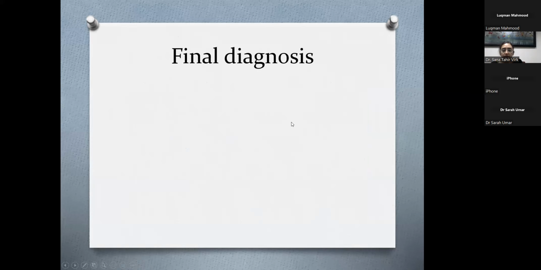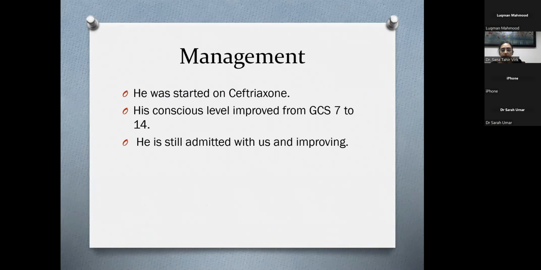So his final diagnosis, after culture reports came, was MRSA related brain abscess. So we started him on ceftriaxone, and after 2 doses, his conscious level improved from GCS 7 to 14, and he's still admitted with us and is improving.